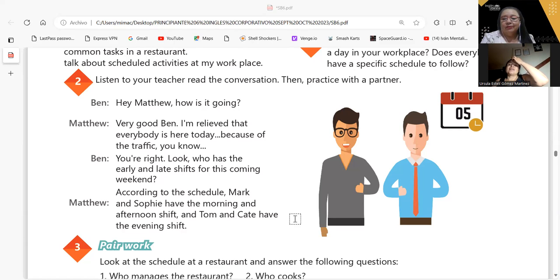You're right. Look, who has the early and late shift for this coming weekend? According to the schedule, Mark and Sophie have the morning and afternoon shift, and Tom and Kate have the evening shift. That's it. Very good.